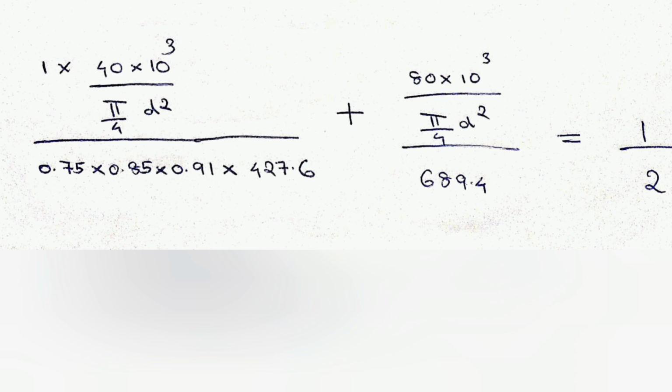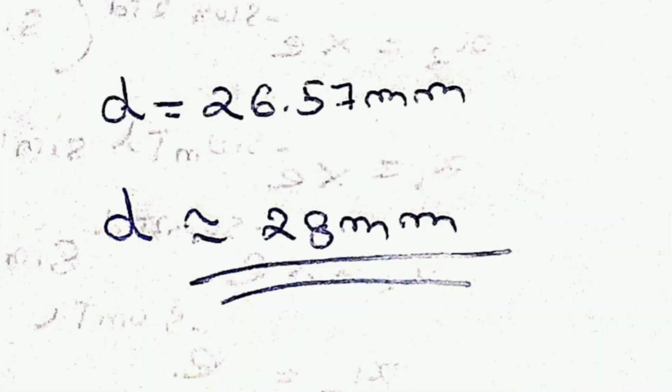Sigma YP is nothing but the yield stress, that is 689.4, that is given, is equal to 1 by n. 1 by n is the factor of safety, which is 2. By solving this, we get the value of d as 26.57 mm. We can round it up to the next higher value, that is 27 or 28 mm.